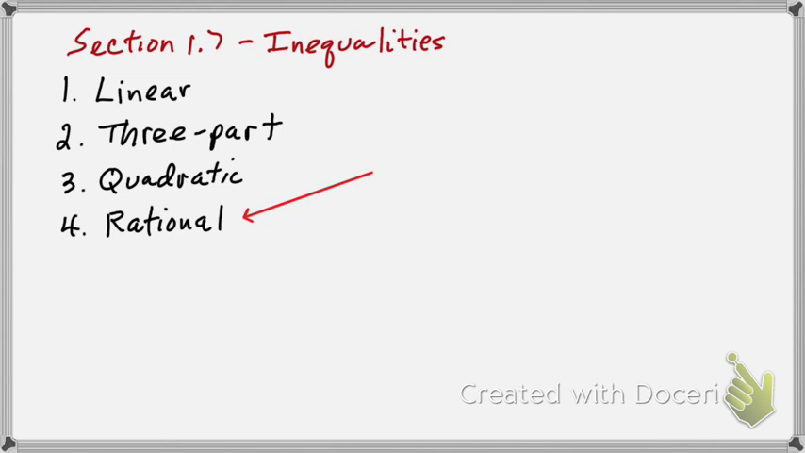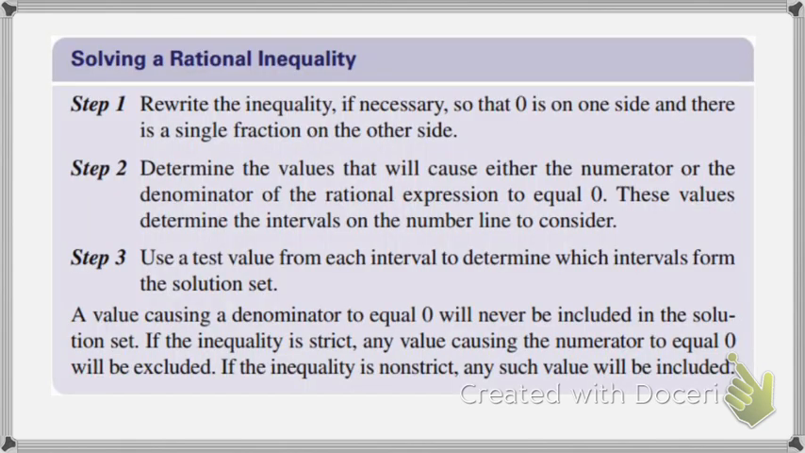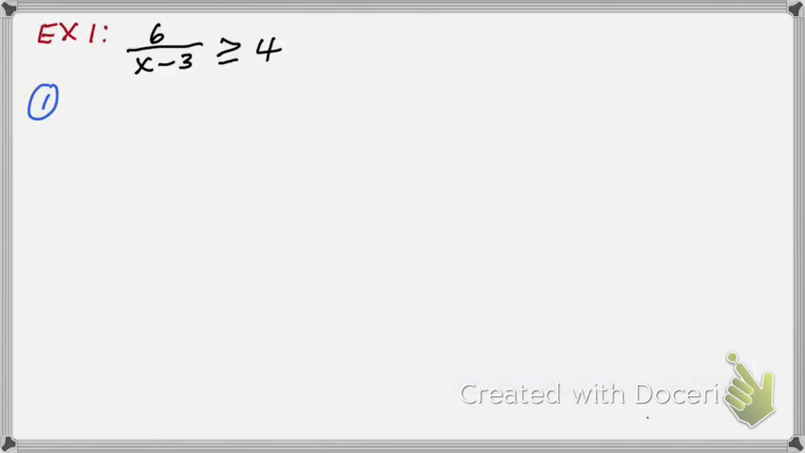But okay, this is the last thing we're looking at in section 1.7. Here are the steps we're going to do. This is in the textbook. Let's do one. So step 1 says get everything on the left-hand side.